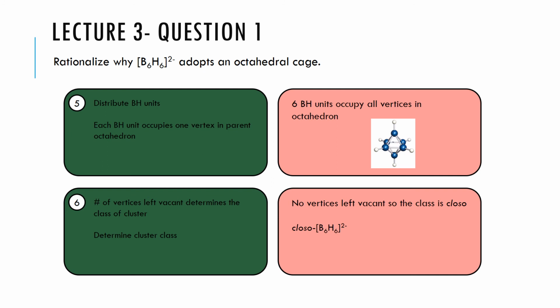And the number of vertices which remain after you've dished out all of the BH units determine the class of the cluster. So in this case, we've got no vertices left once we've distributed all of those BH units, and the class of the cluster is a closo.